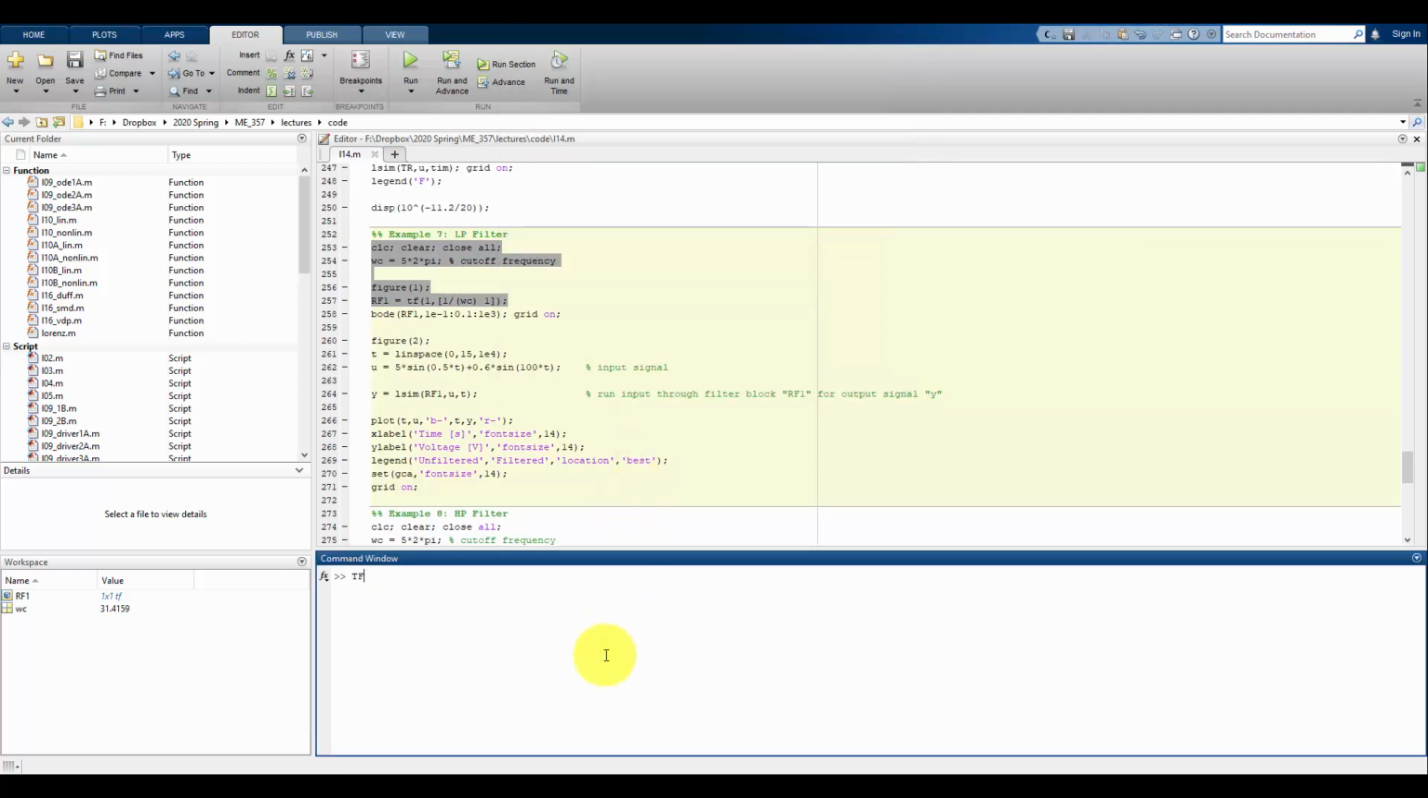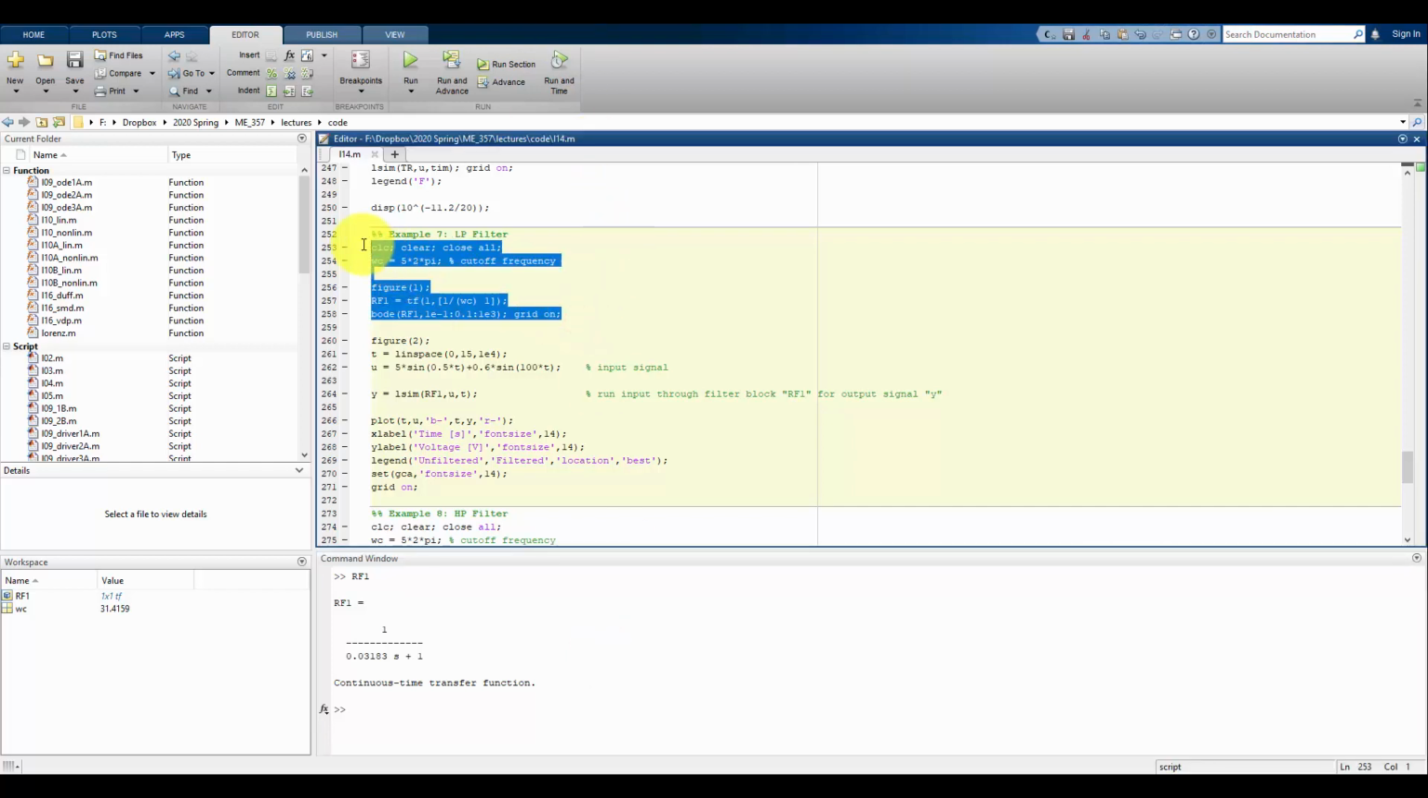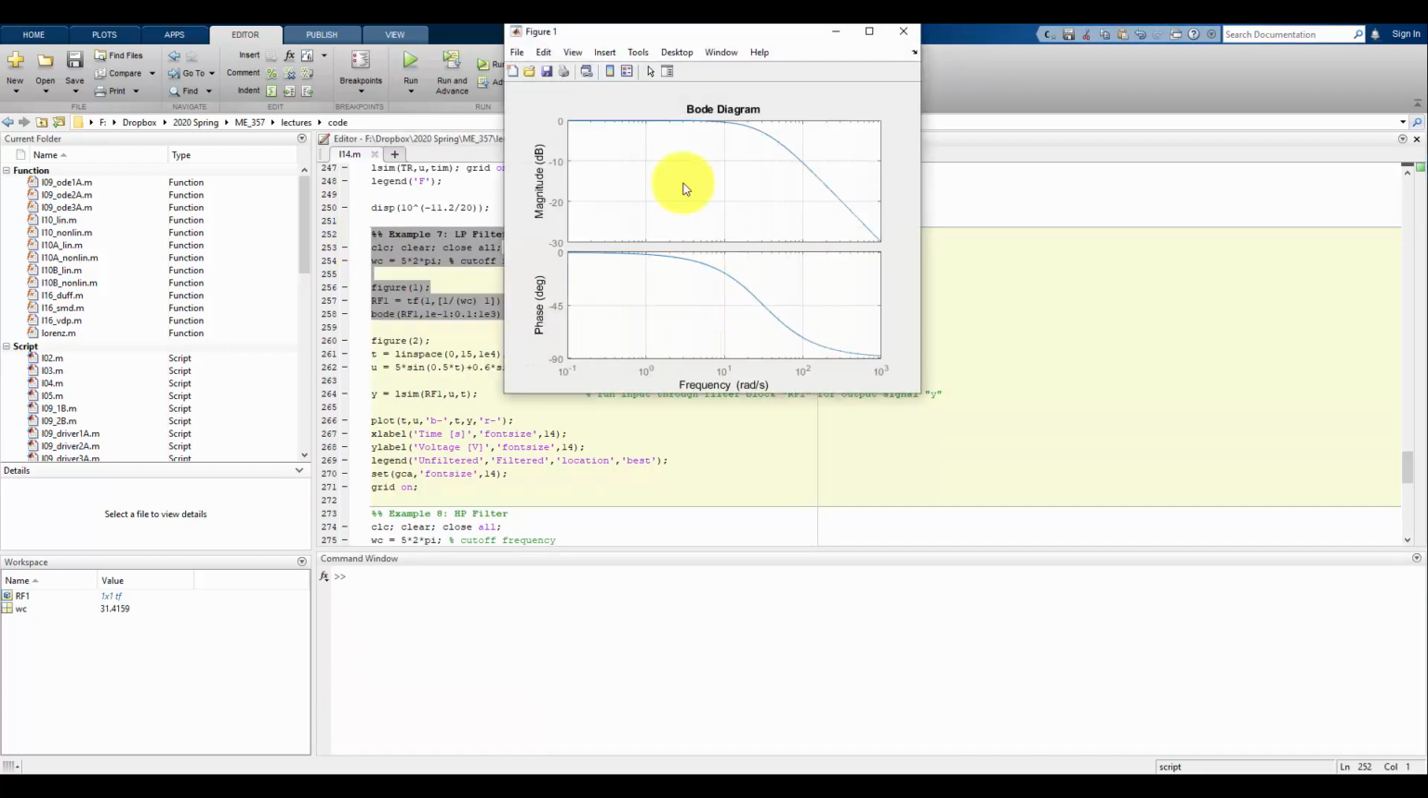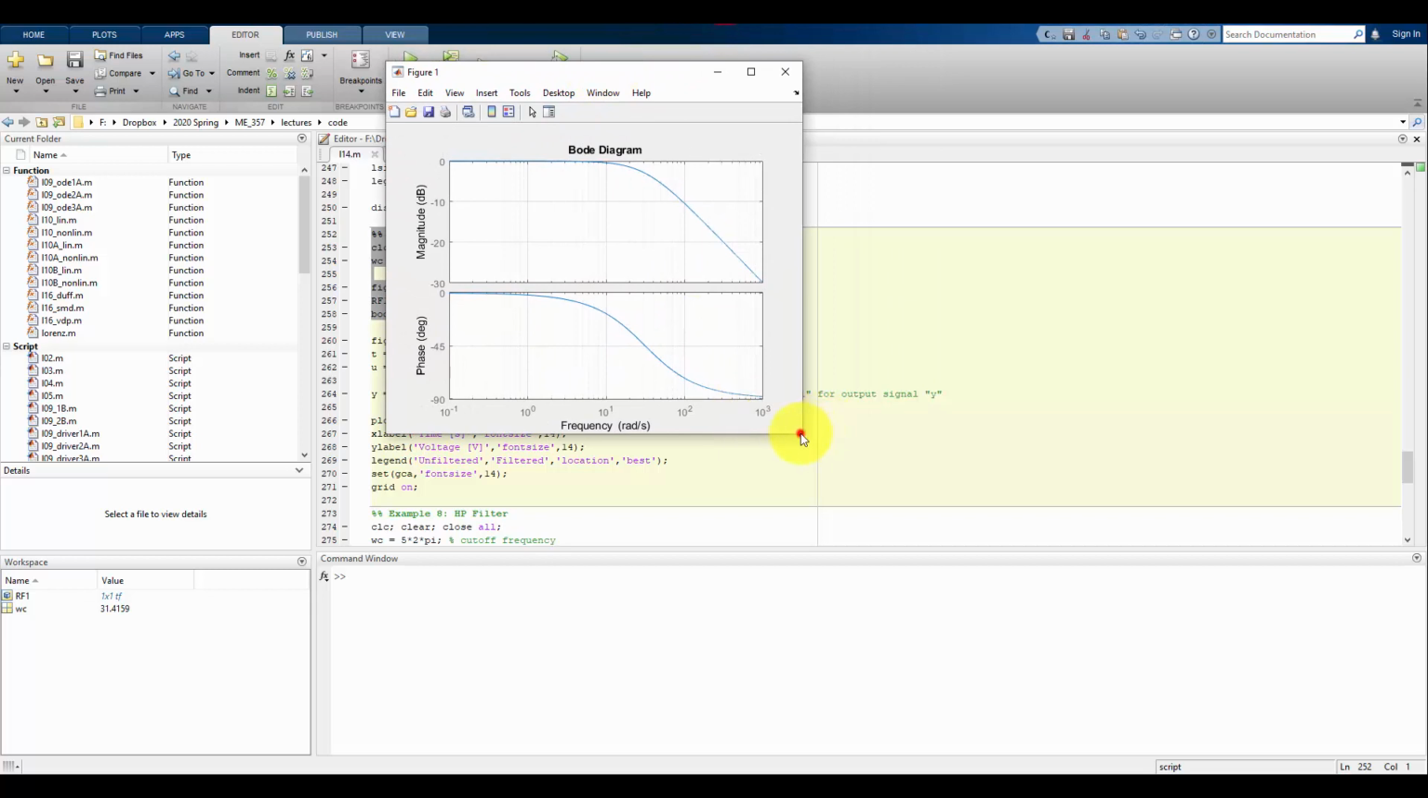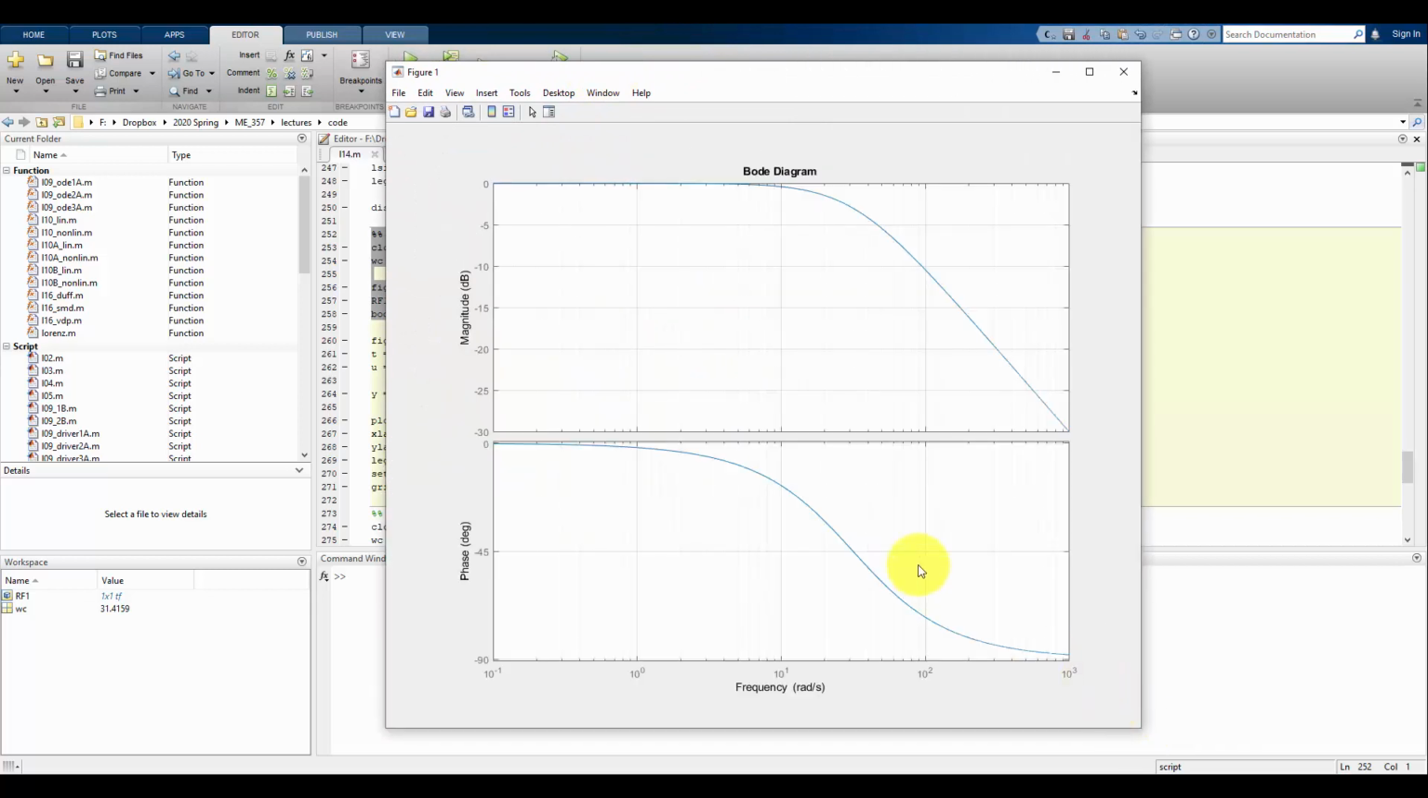If we look at RF1, we see that we get exactly what we had on the slide, but specifically for a 5 Hertz or 10 radian per second cutoff. And now I want to make the Bode diagram of this. And we can see what its response is going to look like at these multiple frequencies. So again, the idea here is that our input is made up of 2 frequencies, a 0.5 radians per second and a 100 radians per second.